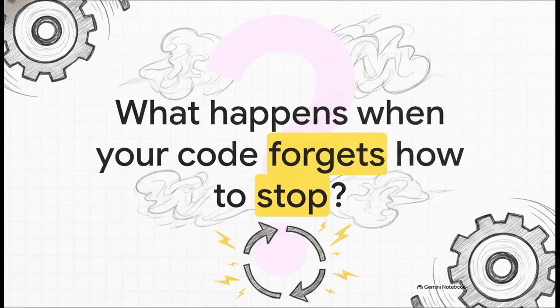But before we even look at a single line of syntax, imagine this scenario. What actually happens when your code just forgets how to stop? Well, it's a massive hazard. The application completely freezes up, your computer's fans start spinning like a jet engine, and the program is just trapped. That right there is the infamous infinite loop. Understanding how to harness loops safely is a huge, crucial theme in our sources today.